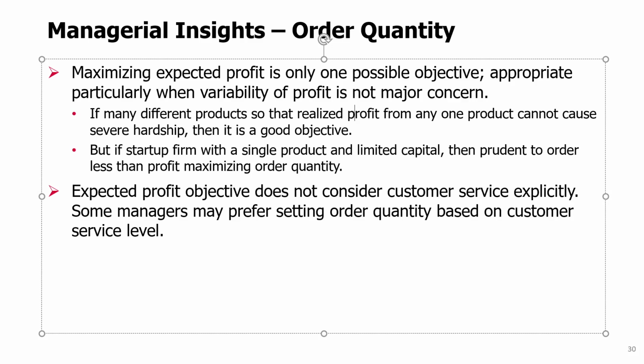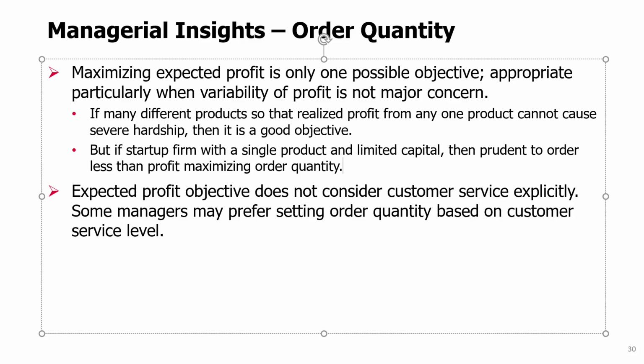However, if you're a startup company, let's say, and you have just one product and limited resources, then it's probably prudent to order less than the profit maximizing order quantity. The reason is that if you are unlucky and have much lower demand and lots of leftover, the leftover can bankrupt your company if you don't have enough capital to cover one case of bad luck. So maximizing expected profit is not a good idea for such a company. And of course, the expected profit objective does not consider customer service explicitly.